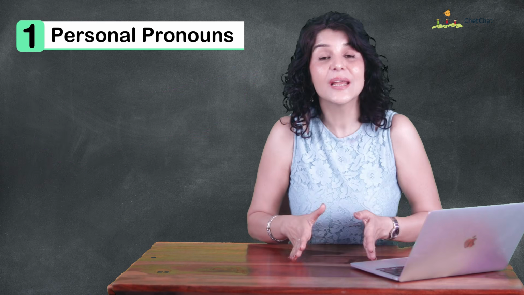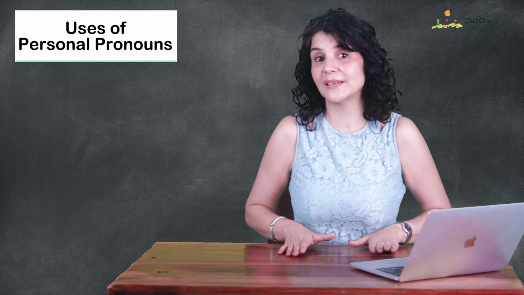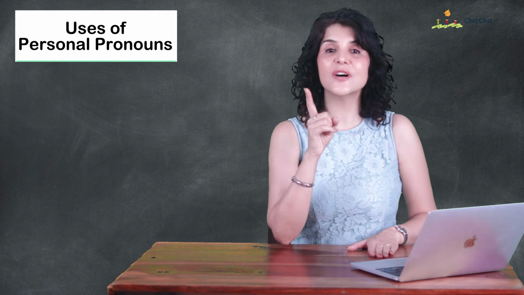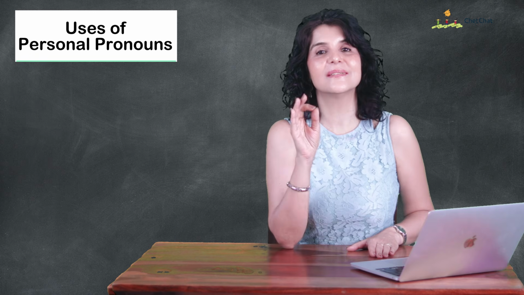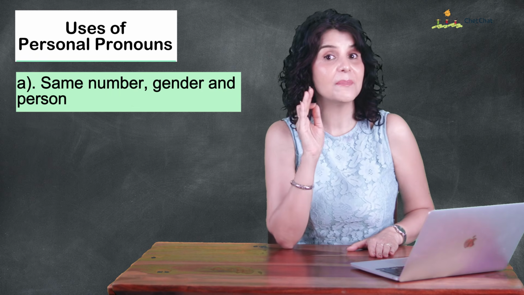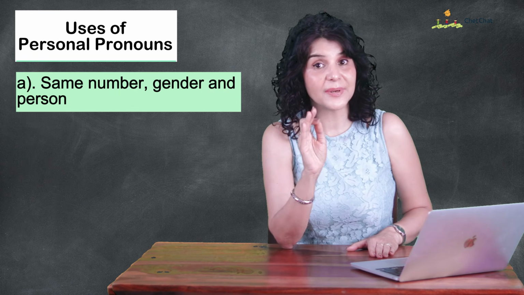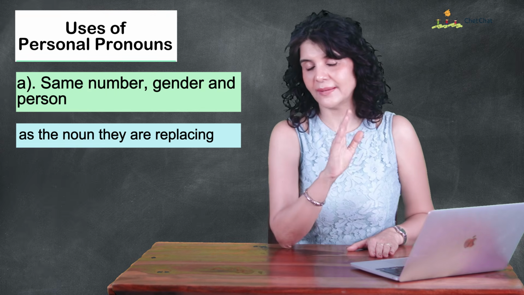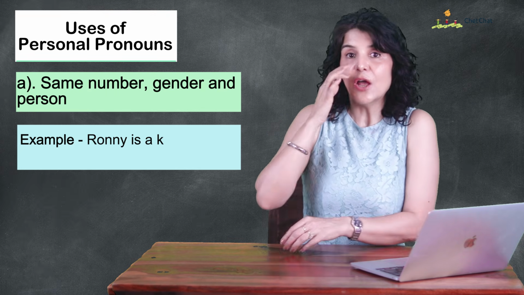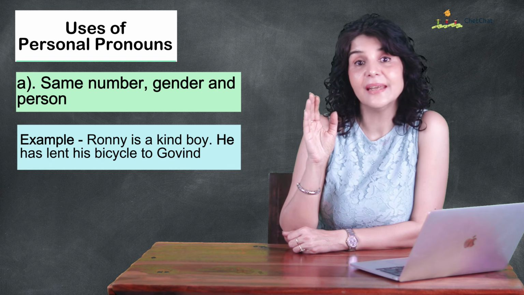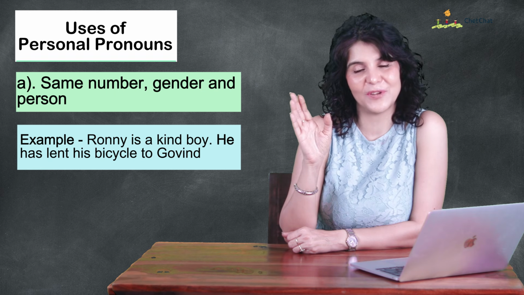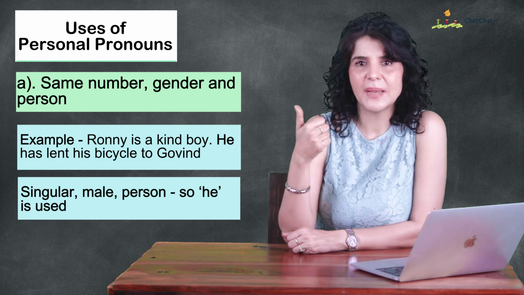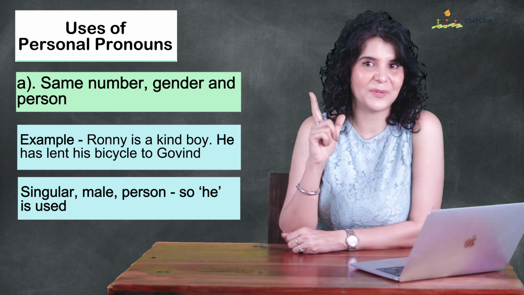And let's take a quick look at the uses of personal pronouns. The first rule is that personal pronouns will have the same number, gender and person as the noun they are replacing. Let's take an example. Ronnie is a kind boy. He has lent his bicycle to Govind. Ronnie, singular, male, third person, so he is used.